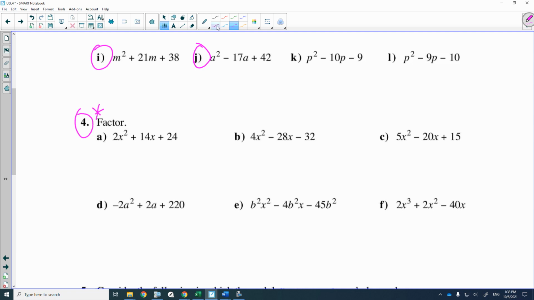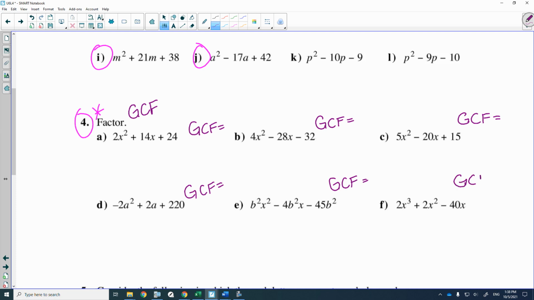Star this. Why is this one starred? Yeah, this is your GCF question. So before you even start, let's just do the GCF of each one to make sure that you got the GCF correct. I'll just pick 6 different people for the GCF. Tristan, what's the GCF of A? It is 2. So 3 division bars, put a 2 underneath each one.